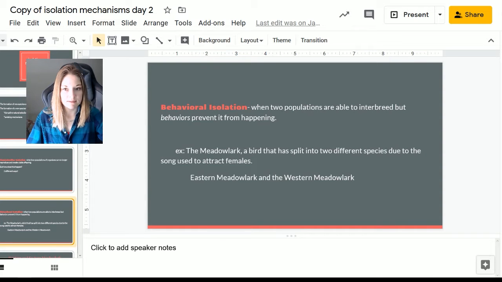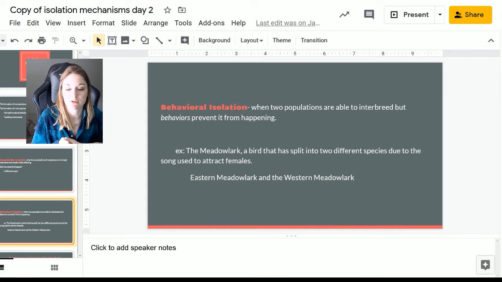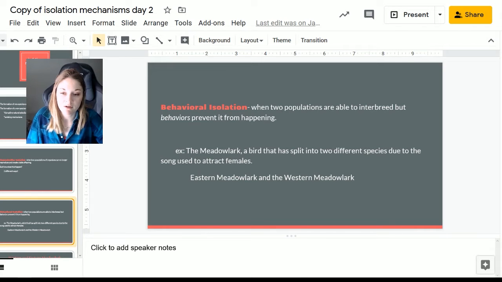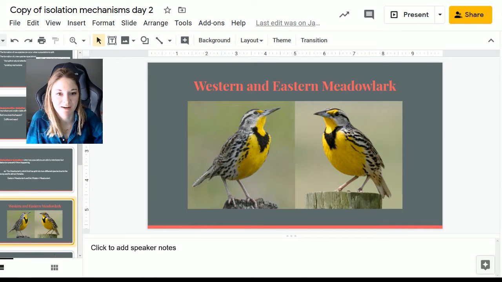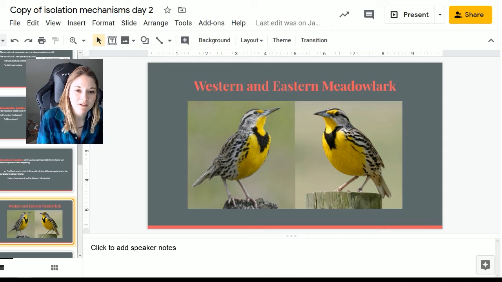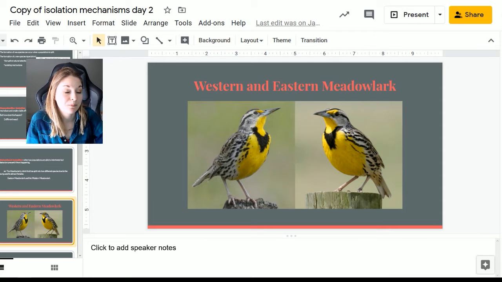Your first type is behavioral isolation, and this is when 2 species no longer interbreed because of the behaviors that they have. I'm going to show you one example here of 2 different birds, and they're going to look very similar, but their behaviors are so different that these 2 birds do not interbreed. They do not mate together. There's the eastern meadowlark and the western meadowlark, and here they are. As you can see, they look very, very similar. However, the western meadowlark sings a very different song than the eastern meadowlark does, and the birds are attracted to these songs. Based on the song, the western does not mate with the eastern and vice versa.